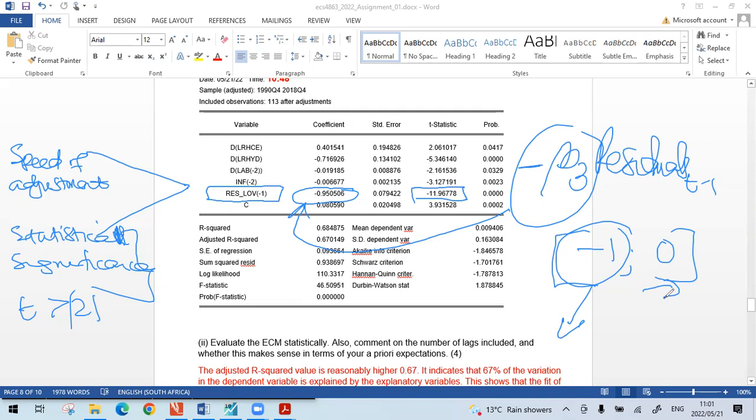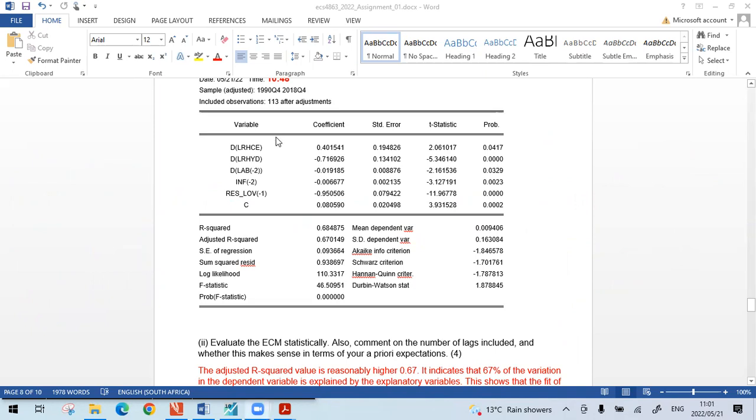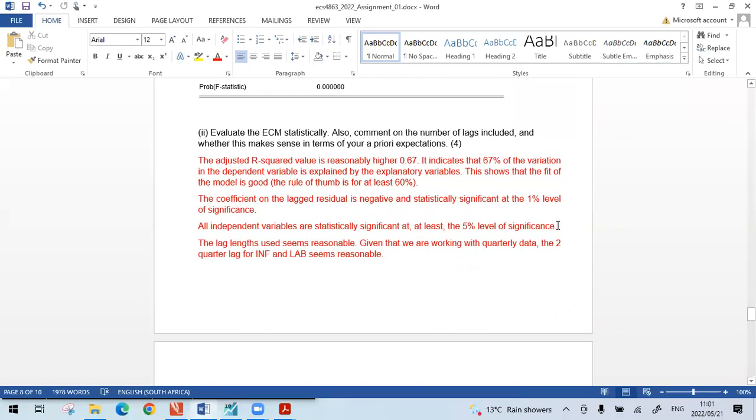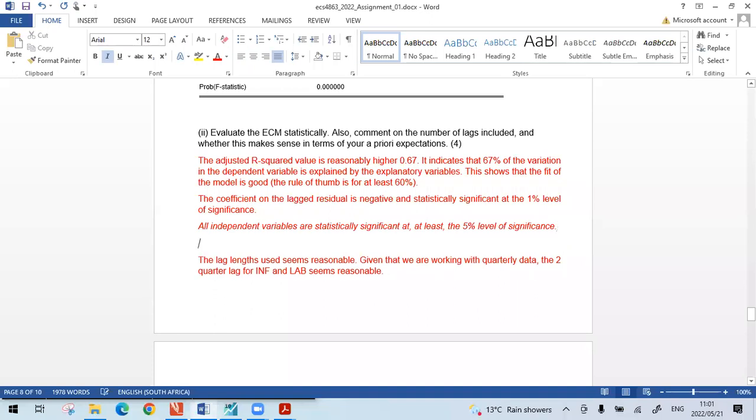So here you need to look at two things. You need to comment on the statistical significance of your res_LOV. So if you look at my answers here, we have commented on this one. Let me put it in italics. We have commented on this one. I'm saying we should also comment on the res_LOV. Are you happy with this one?